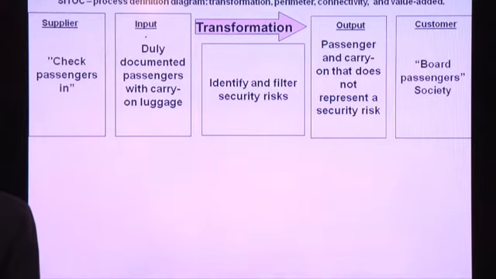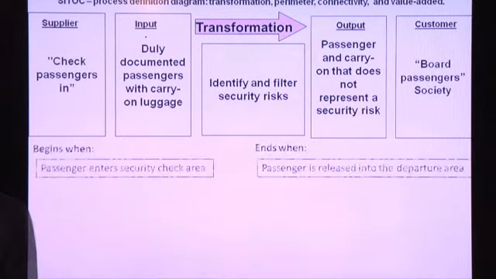In this SITOC formulation, we try to apply the KISS principle. Keep it simple. In the following tool, the FAST diagram, we will zoom in to see what's in there exactly. The process begins when passengers enter security check area. It ends when passenger is released into departure area. Those are 2 points, a starting point and an end point, which delimit the perimeter of the process.